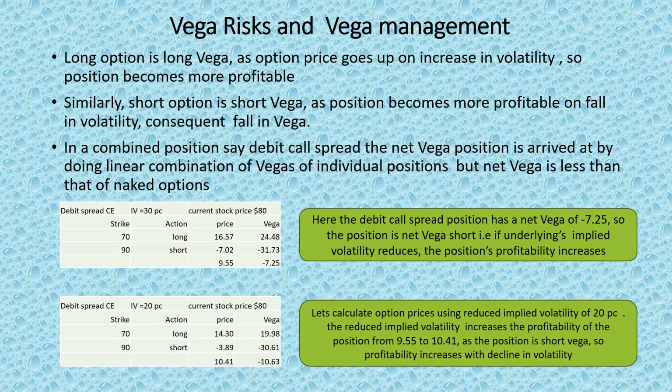Now let's calculate option prices using reduced implied volatility of 20% in this new table. The reduced implied volatility increases the profitability of the position from 9.55 to 10.41. As the position was short Vega, profitability increases with a decline in volatility.